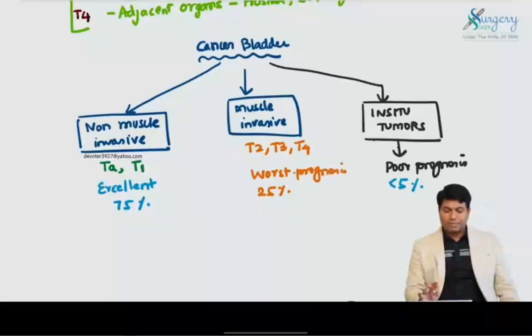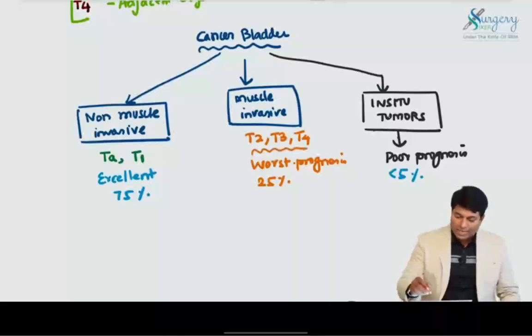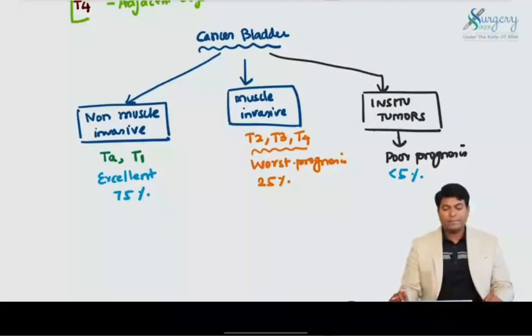So now you can see, I have made the entire T staging into 3 headings. I made it very simple. Non-muscle invasive, superficial: Ta and T1. Muscle invasive: T2, T3, T4. In situ cancers, which have a poor prognosis. Simply, I have made the cancers into 3.